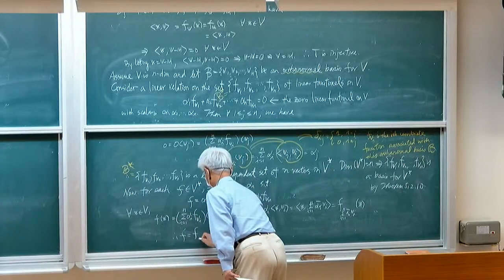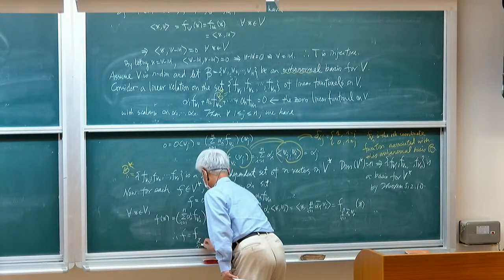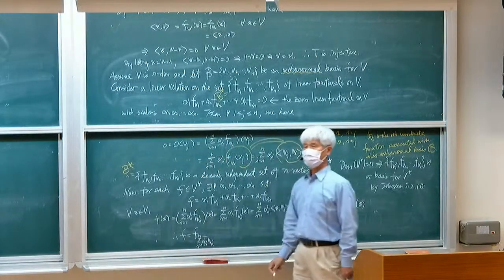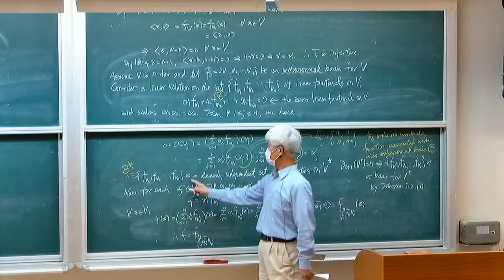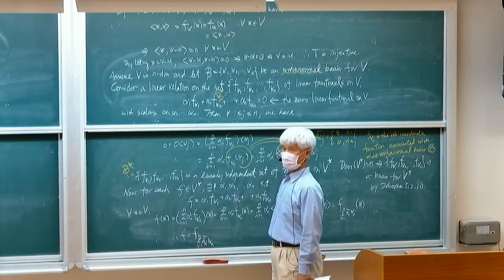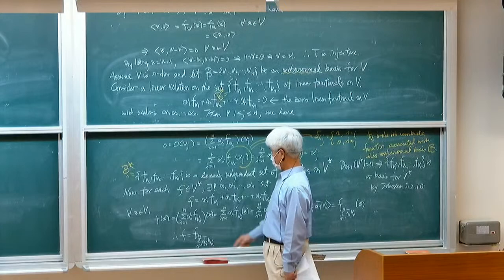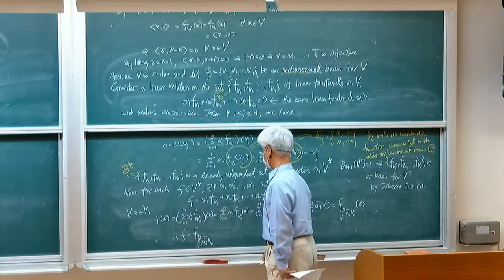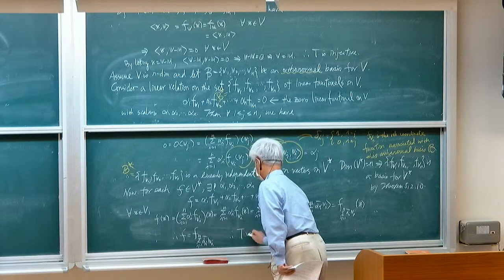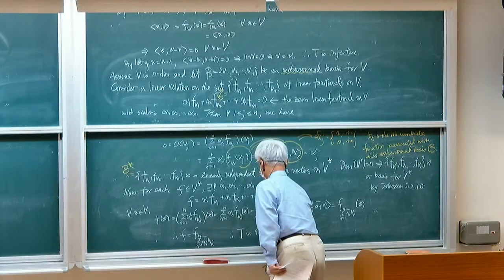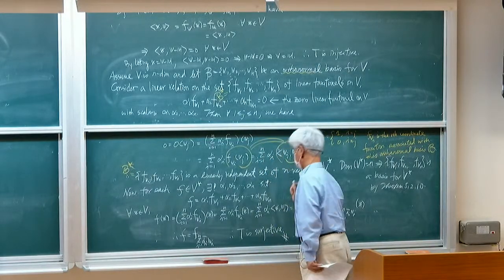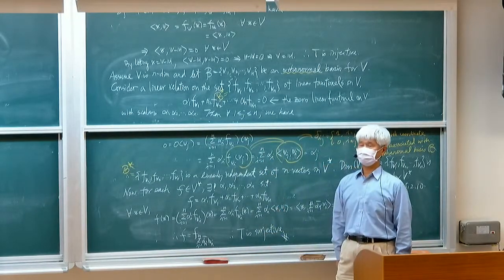So we can find a vector v such that every linear function is indeed an f_v for some v. So T is surjective. End of the proof.